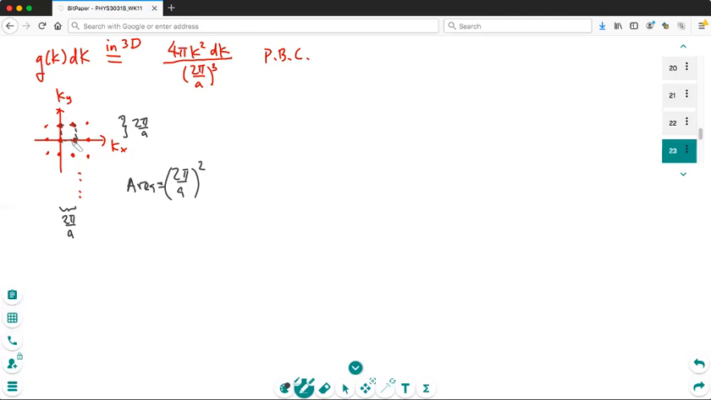How many k points do I have per 2 pi over a squared? Okay, in this area of 2 pi over a squared, how many k points do I have? Just the quick answer, please. Let me know on the chat.